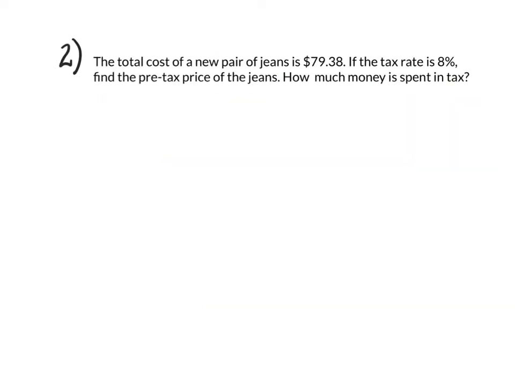All right, number 2. The cost of a new pair of jeans is $79.38. If the tax rate is 8%, find the pre-tax price of the jeans and how much money is spent in tax. We'll call the pre-tax price of the jeans X. So X is equal to the pre-tax price of the jeans. In my equation, I have my jeans, which is X.